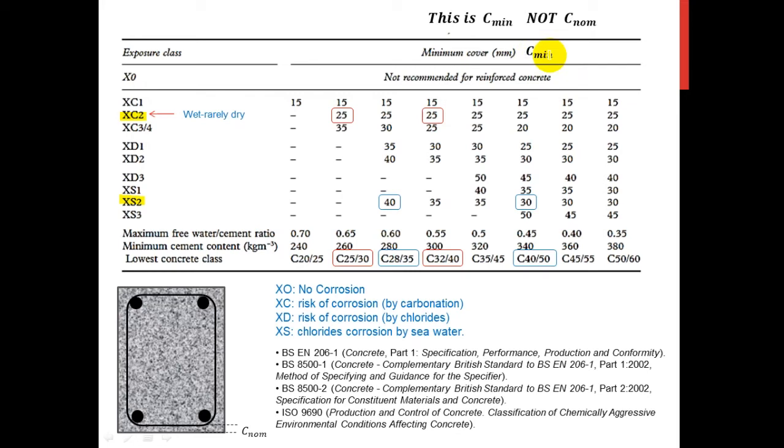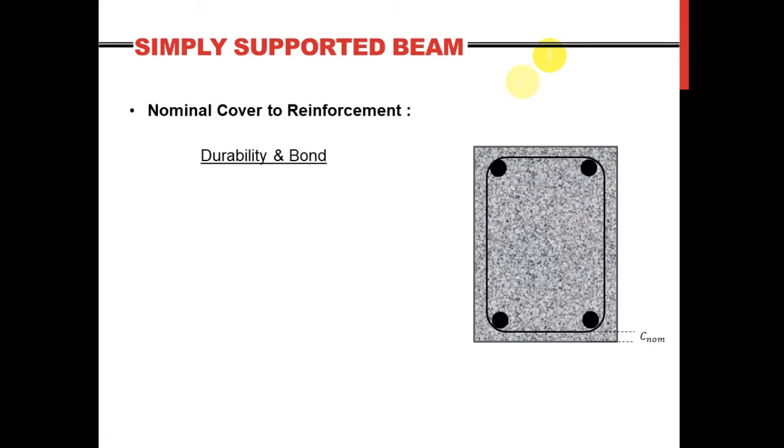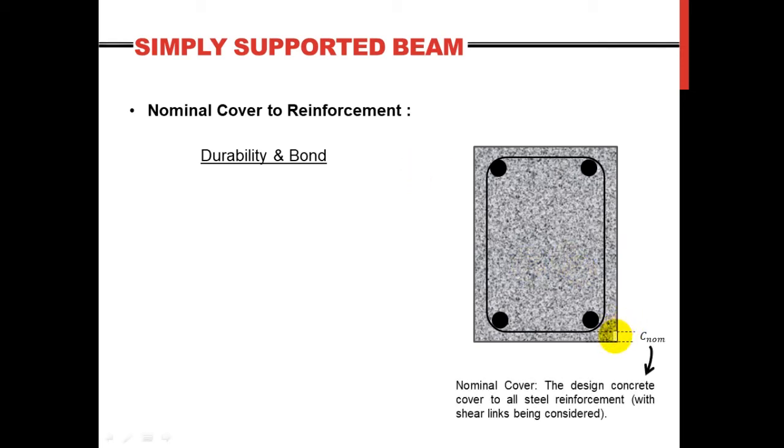So what is the difference between them? Alright, a very simple definition of the nominal cover is the design concrete cover to all the reinforcement, including the links. The nominal cover is the sum of the minimum, the one we saw, plus what's called the allowance for construction deviation. It is said to be 10 millimeter, except when the quality control is approved, it might be taken as 5 millimeter.